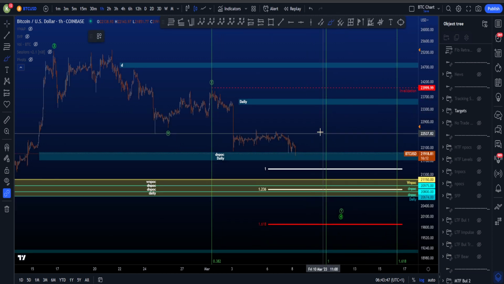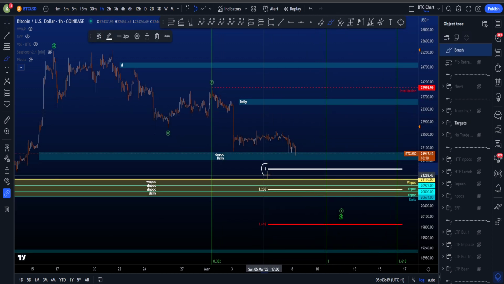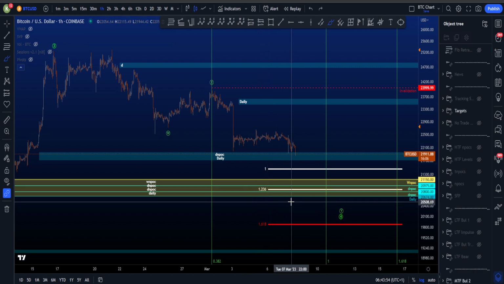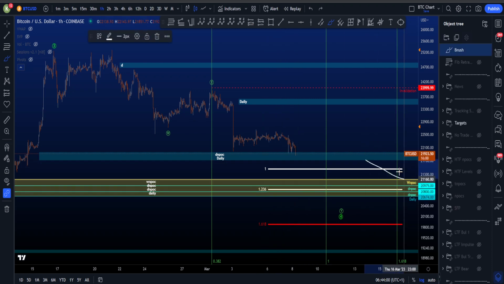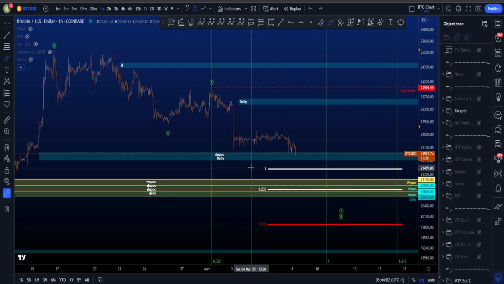Now the target for wave Y, the main target is the 1-to-1 trend-based fib extension and the 1.236 trend-based fib extension. And as you can see, it has nice confluence with my yellow target box over here, of which you can see the confluences on the right side.